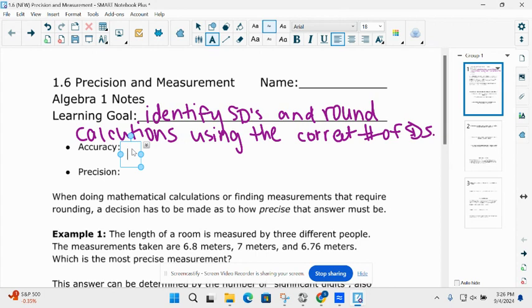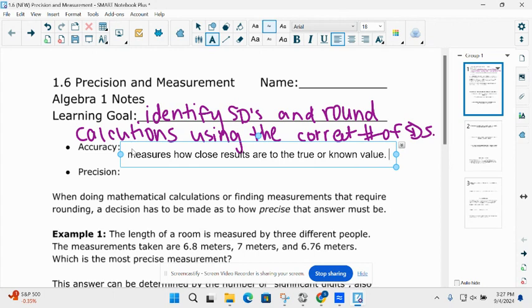So accuracy measures how close results are to the true or known value. For example, if we were to have someone in the class and everybody tries to find the height of this person, say using a meter stick, and everybody gets different calculations. The person who is most accurate is the person whose calculation is closest to that actual person's height.